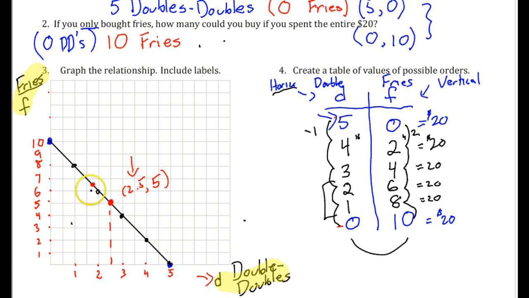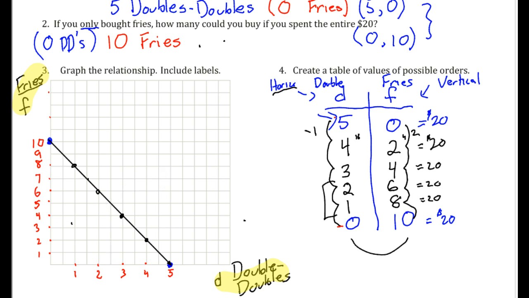So this is impossible. Same thing right here. If I just take this random point, this is like (1.75, 6.5). Is it possible to order 1.75 double doubles and 6.5 fries? No. So all these fractions that are on this line do not exist in real life. So we cannot include them on our graph because they don't really exist.